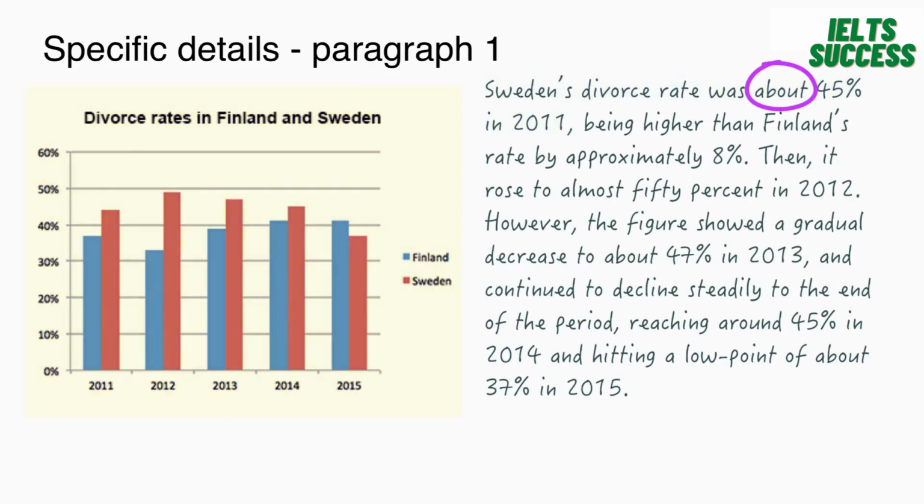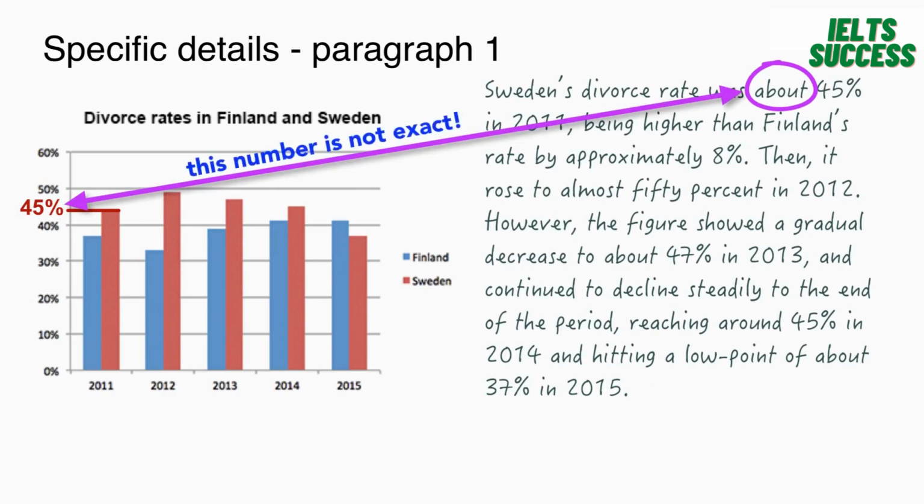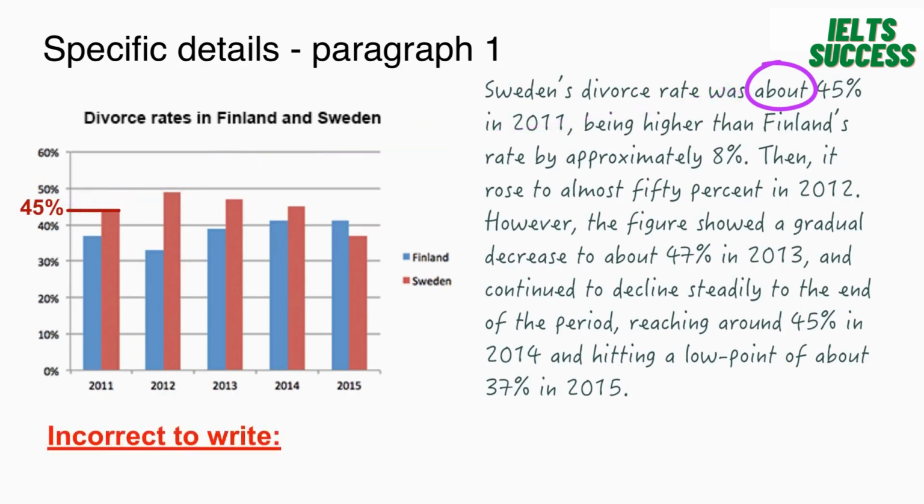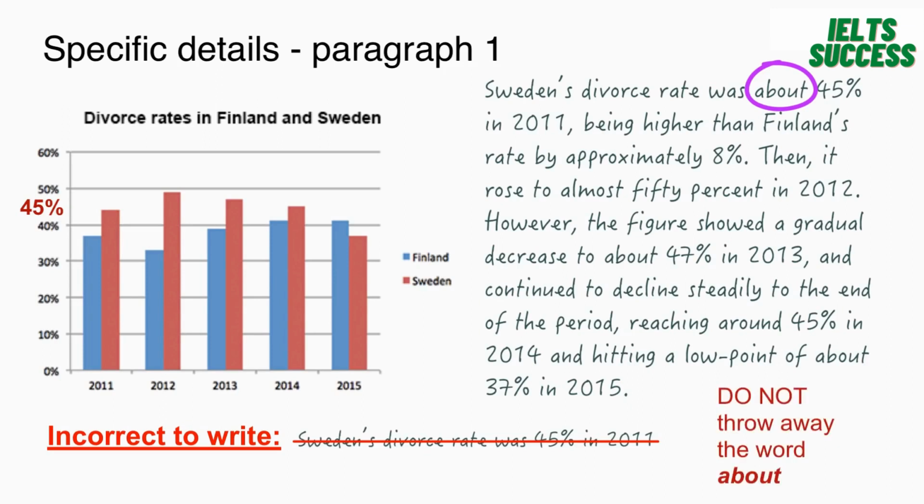Look at the bar chart. We can see that Sweden's divorce rate was somewhere between 40% and 50%. But since the rate falls between the lines, we cannot see the exact number. So I picked 45% and used the word about to indicate that this number is not exact. It would be incorrect to write Sweden's divorce rate was 45% in 2011, so do not throw away the word about.